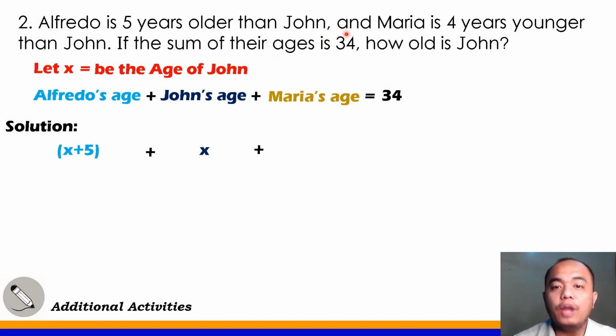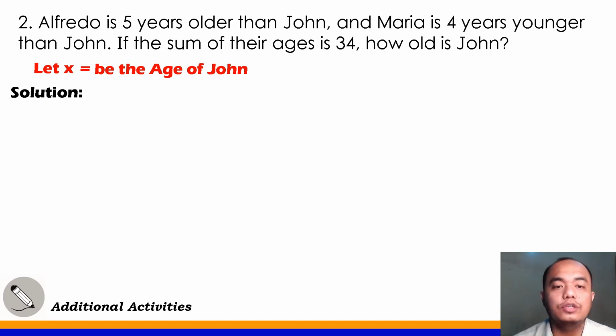And then ano ang magre-represent sa age ni Maria? So Maria here is 4 years younger than John. So mas bata si Maria ng 4 na taon kay John. So, kung ang edad ni John is x, so, ano ang pwede natin gamitin na operation na magre-represent ng 4 years younger? That's subtraction. So, that would become x minus 4 will represent the age of Maria, and then equals 34. So, x plus 5 plus x minus 4 would be equal to 34.